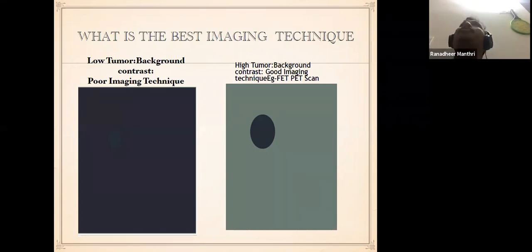The problem is, if you see FDG PET in brain tumors, the rest of the brain also shows uptake, and the tumor also shows uptake. Because of this low signal to noise ratio, FDG PET is not ideal. Whereas with fluoroethyl tyrosine PET or fluorodopa PET, the background is less, the rest of the brain doesn't show significant uptake, whereas the tumor is showing uptake. So the evolution in imaging is higher signal to noise ratio.